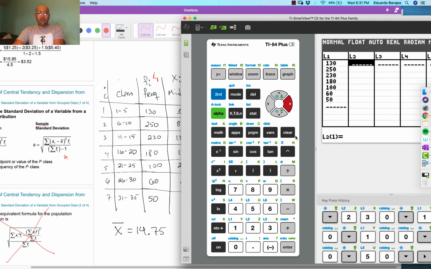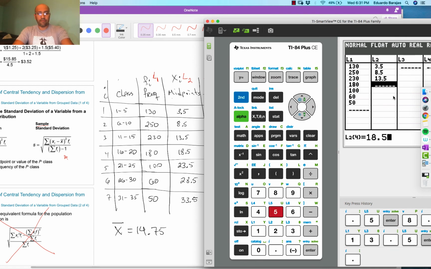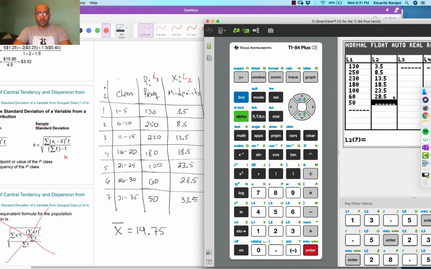Okay, good. Now for L2, I'm going to put all my class midpoints. So I need 3.5, followed by 8.5, followed by 13.5, followed by 18.5, followed by 23.5, followed by 28.5, followed by 33.5. Okay, so those are all the midpoint values.